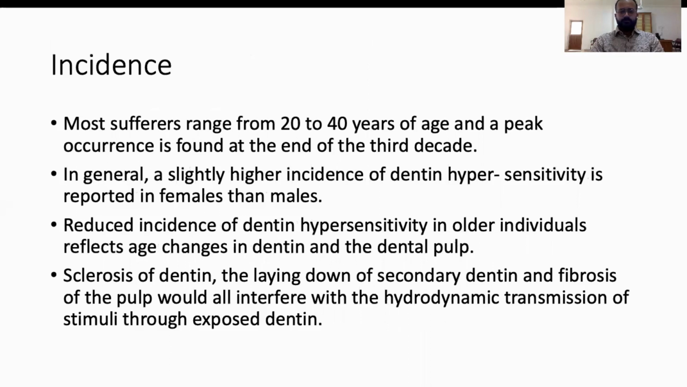Incidence. Most sufferers range from 20 to 40 years of age, and the peak occurrence is found at the end of the decade. In general, a slightly higher incidence of dentin hypersensitivity is reported in females than in males. Reduced incidence in older individuals reflects age changes in the dentin and the dental pulp, such as sclerosis of dentin, the laying down of secondary dentin, and fibrosis of the pulpal wall, all of which would interfere with the hydrodynamic transmission of stimulus to exposed dentin.